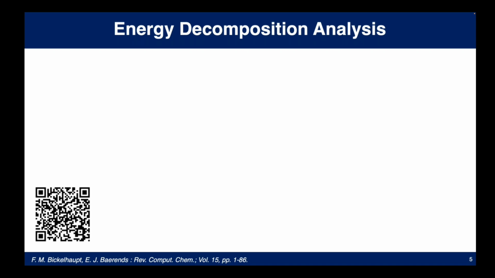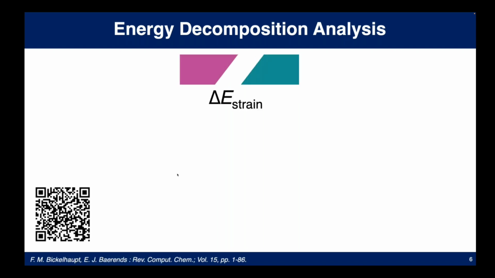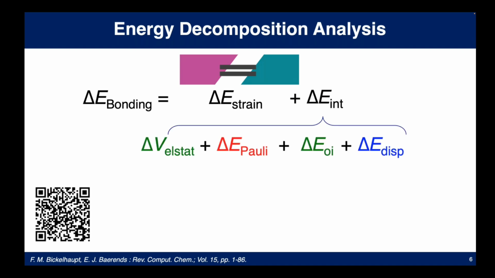You start, in the case of hydrogen bonding, with two monomers. When these two monomers come together, they form a complex and they deform for that. So you will have a strain, the deformation energy. And then these two monomers can interact, so they can form hydrogen bonds, and that is the interaction energy. These two terms together make up the bonding. And this interaction energy can be decomposed into different terms.